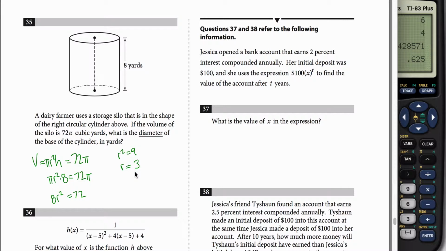Be careful, 3 is not the answer, because it's not asking for the radius, it's asking for the diameter. Even underlined that for you. The radius is the distance from the center to any point on the circle. The diameter is the distance all the way across the circle through the middle. So the diameter is equal to twice the radius, which would be 6 in this case.